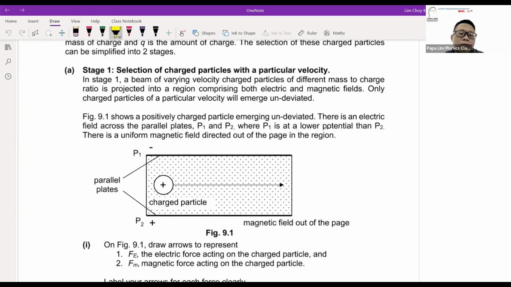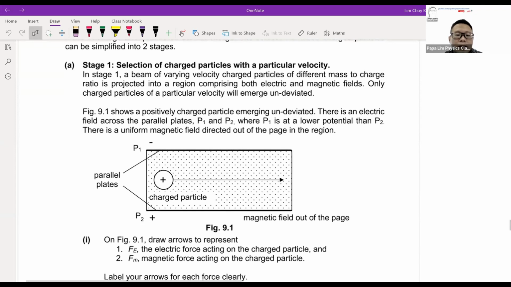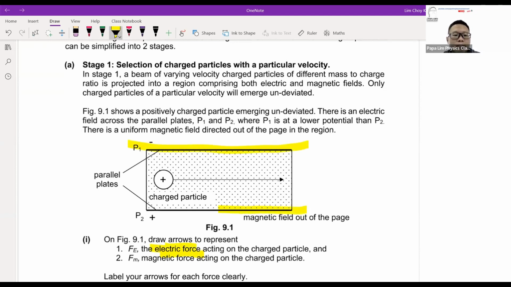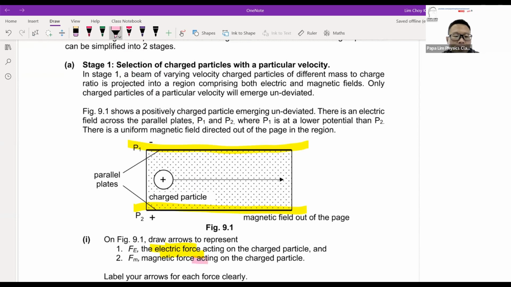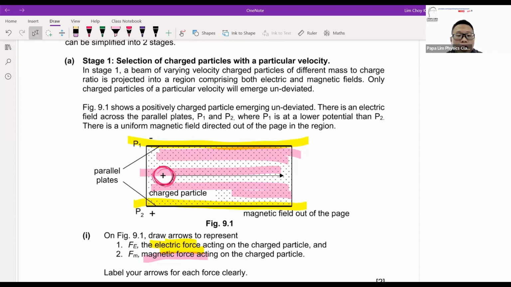After reading the information, the story, you will find that there are actually two forces in play here. One is the electric force, which arises because of the plates here. There are two parallel plates, one negative, one positive. The other is the magnetic force, which arises because there is a magnetic field in this region, coupled with the fact that this is a positive charge. So there will be a force induced on these charges.